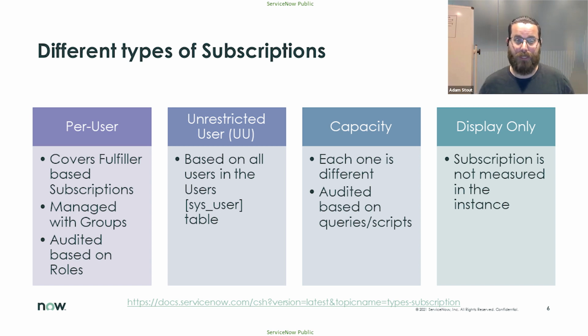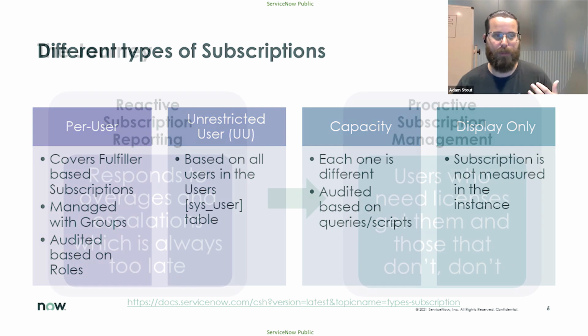And then display only is the other type we'll see, where it is something we're not currently measuring. The subscription shows up, it's there, it'll be marked as display only. There is no measure. These are the four main types we see. Per user, we need to set up, we need to configure on our instance. Unrestricted user, capacity, and display only, there's nothing for us to do. It's giving us the number. And if we have a question about that, we just need to find out how it's there and what do we need to do to get it to be the number we want it to be. But per user, it's very important we set up so that we get it's only as good as the information we put in.